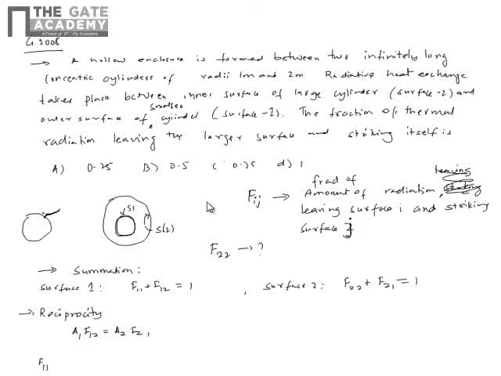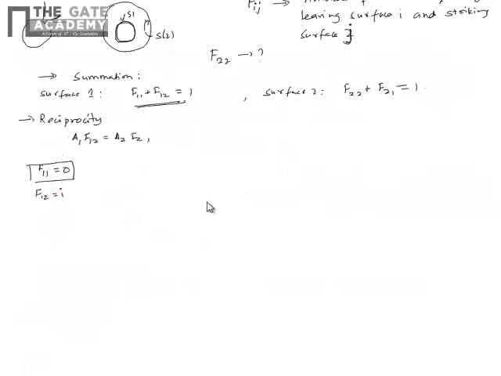Okay, it leaves like this, it can't strike back. So F11 is 0, so that is again clear. So when F11 is 0, from this equation I get F12 as 1, and I need F22, so I need F21, so I need to use the reciprocity here. F12 is 1, so F21 would be A1 by A2. So A1 by A2 is the ratio of the surface areas.